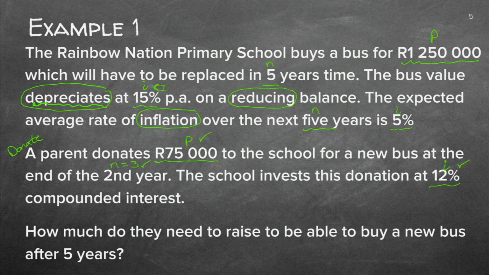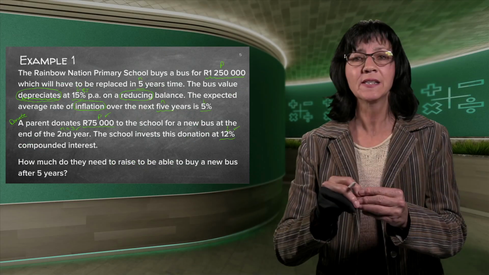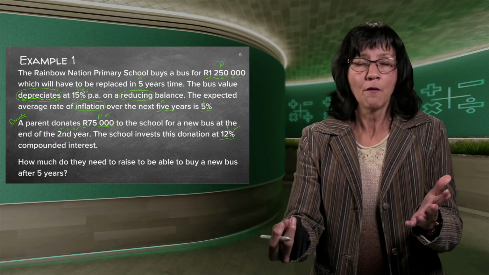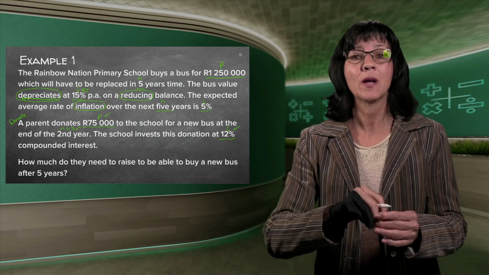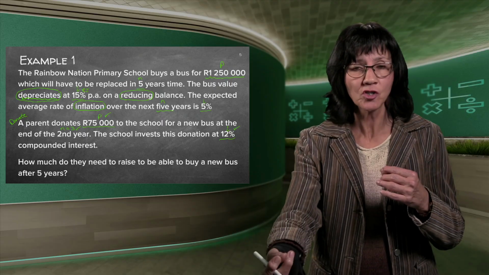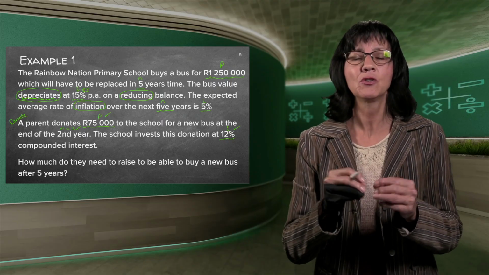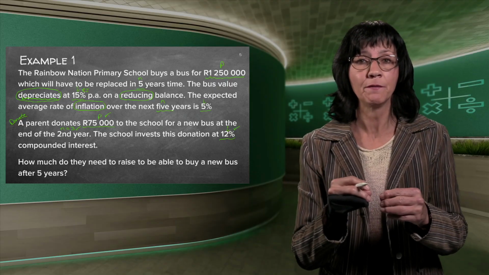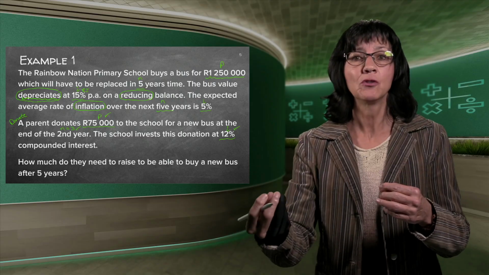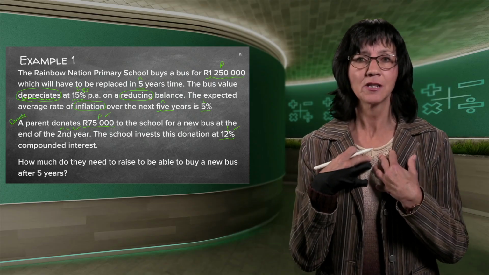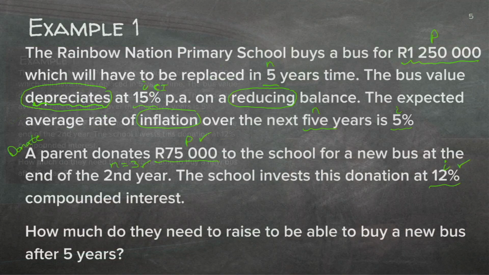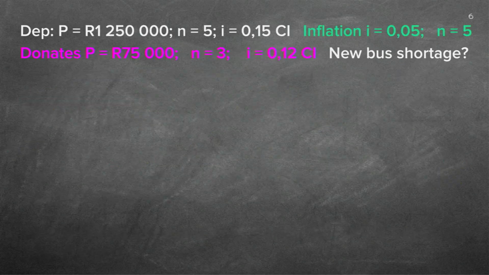So now they need to take into consideration what is the exchange value of this bus after 5 years. They need to know what a new bus is going to cost after 5 years. And they need to take this donation that the parents made, which is an investment, and they need to say, but I've got this money, so I don't need to borrow this money. So let's just do it step by step. Let's just see where we've got space.